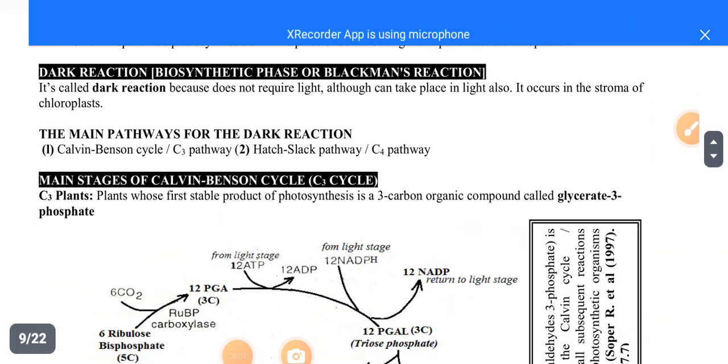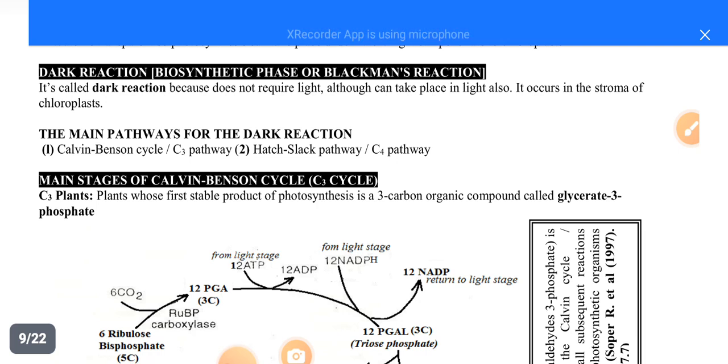So we've been talking about the light stage, or you can call it the light dependent stage. Others call it the photochemical reaction, others call it the Hill reaction. So today we are going to look at the dark reaction, or the biosynthetic phase, or the Blackman's reaction, or you can call it the light independent.